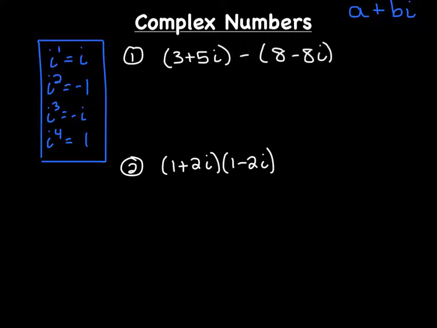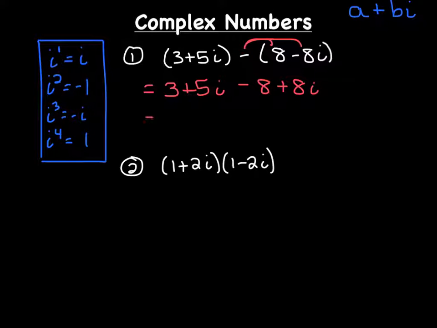So number one, all they really want us to do is to subtract these two complex numbers. There's really a 1 in front of this parenthesis, so if you distribute a 1, nothing within the first parenthesis changes. So I'm going to bring down the 3 plus 5i. Now this is really a negative 1 in front of the second parenthesis, so I'm going to distribute this negative to both terms, giving me negative 8, and then plus 8i, because a negative times a negative is a positive.